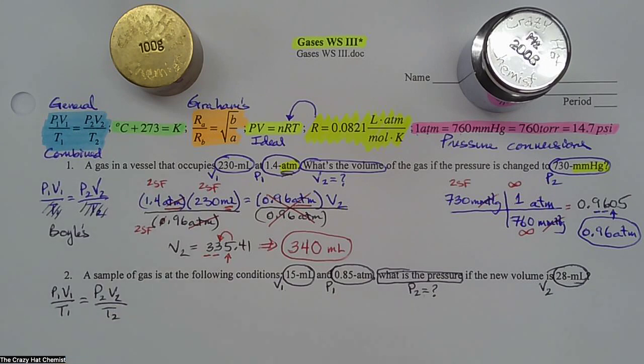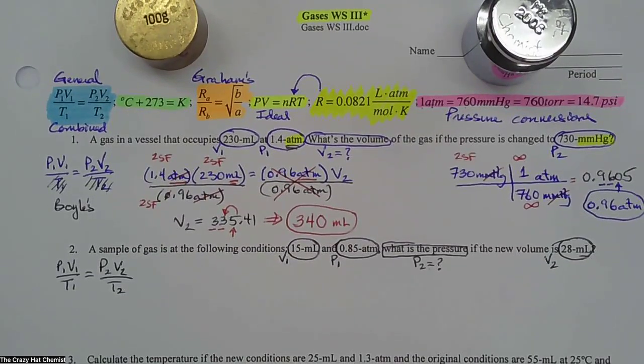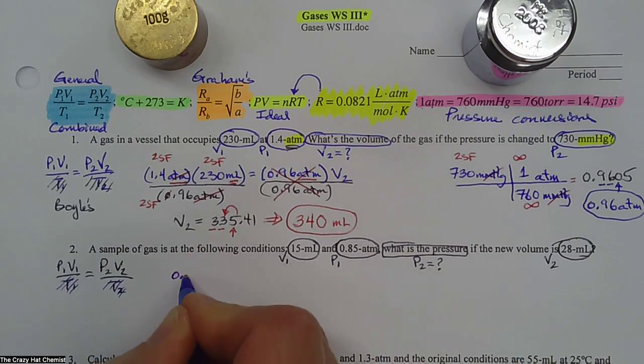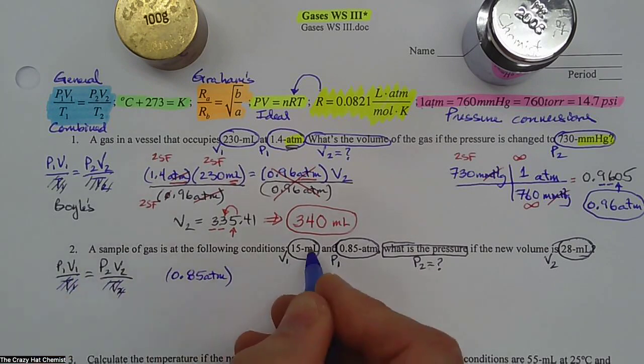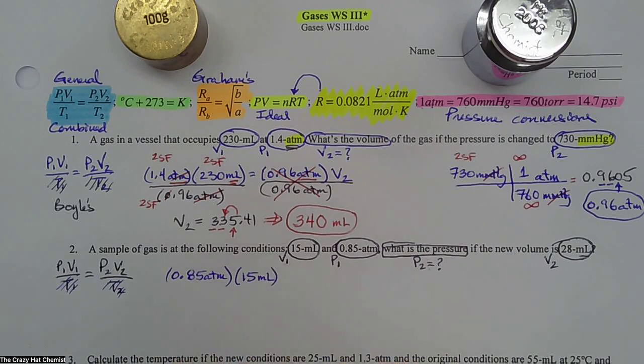Okay, and then what we do right over here is we're going to do like what we did previously, and that is we're going to cross out the temperature, because the temperature is being held constant since it is not mentioned in the problem whatsoever. So P1, what is that? That's 0.85 atmospheres, 0.85 ATM. That's my first pressure. My first volume is 15 milliliters.